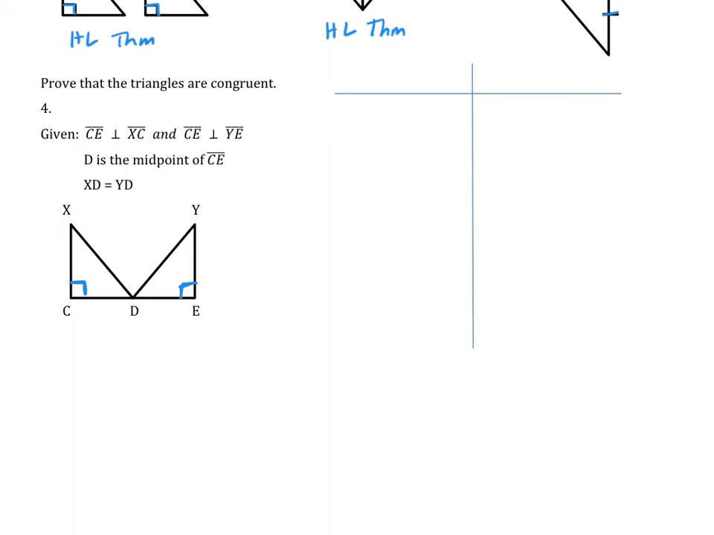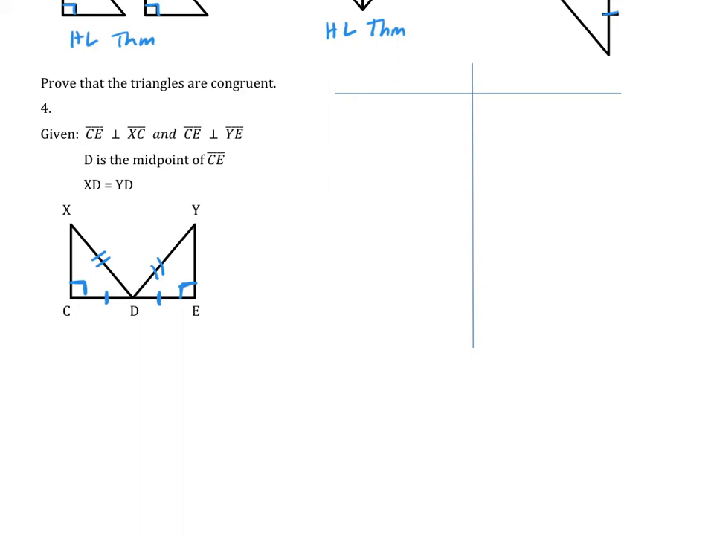D is the midpoint of CE. So that means I can infer that we have two congruent sides there. And then XD equals YD. Remember, when we drop that notation, we mean measurements. If measurements are equal, then the figures are congruent. That's our definition of congruency. So now we have marks in blue of things that we inferred from the information given, that we now need to write a proof with reasons as to why we were allowed to think those things.